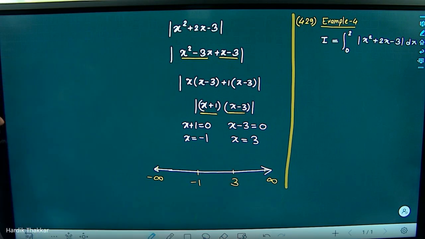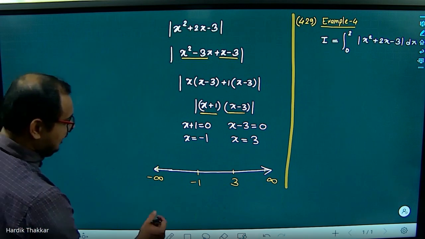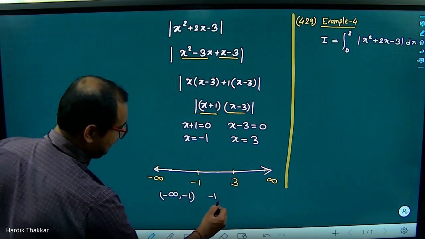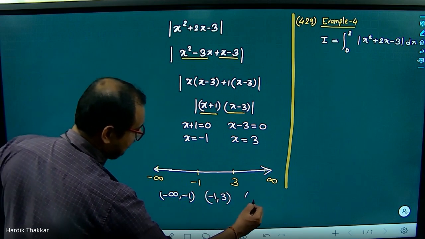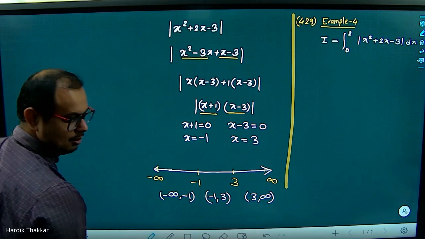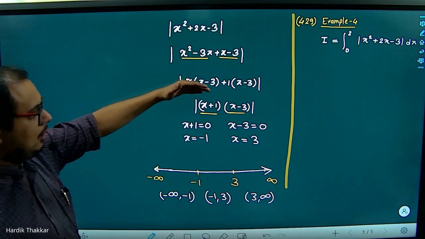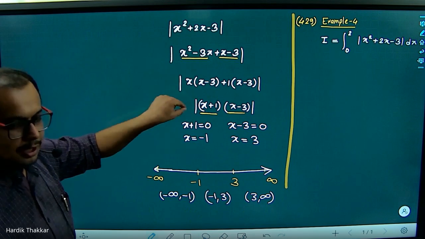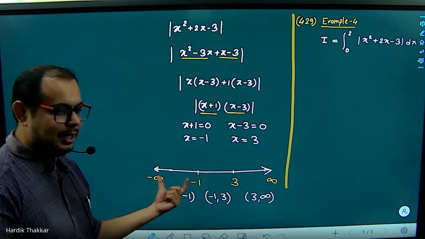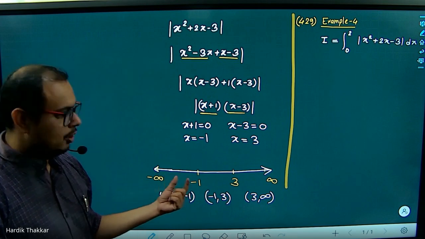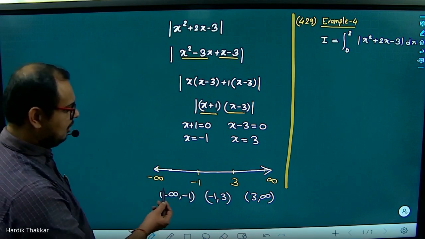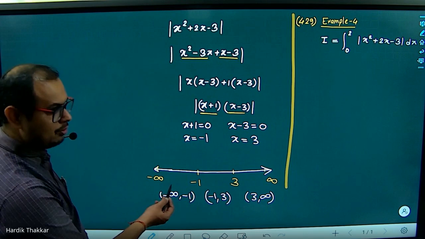So overall, we have 3 intervals on this number line. The first interval is from minus infinity to minus 1, the second interval is from minus 1 to 3, and the third interval is 3 to infinity. Now, the value of this modulus function will be either the positive of this function or the negative of this function. We have to determine, in the first interval, whether it will be positive or negative. So we select any value from this first interval. Let us consider minus 10, which belongs to this interval.